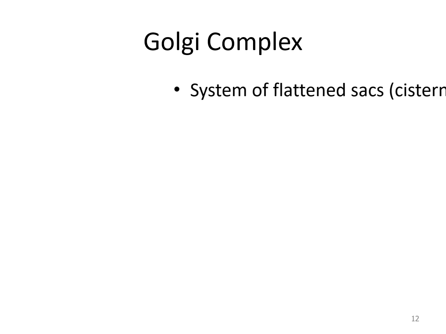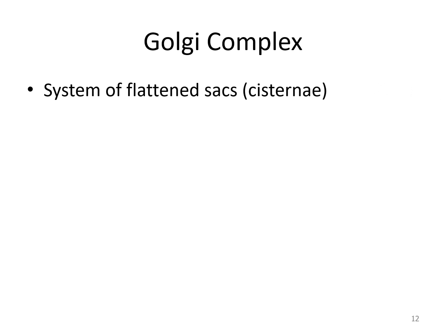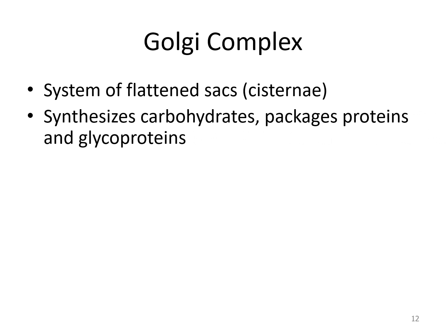So it's something that you should be familiar with the basic process of. Okay, so the Golgi complex is a system of flattened sacs called cisternae. It synthesizes carbohydrates, packages proteins, and glycoproteins. A glycoprotein is basically just a combination of a carbohydrate and a protein, so it will have a carbohydrate moiety and a protein moiety.